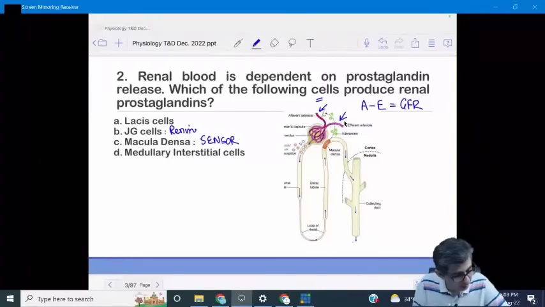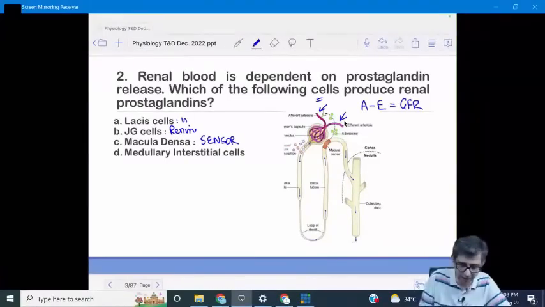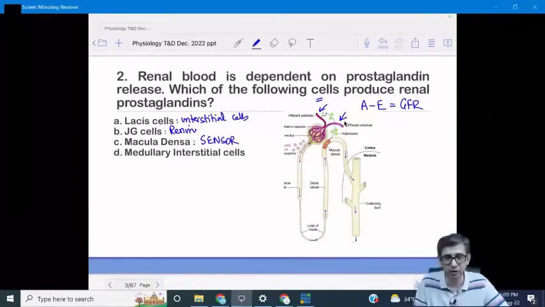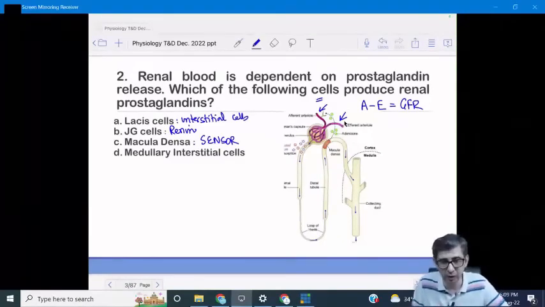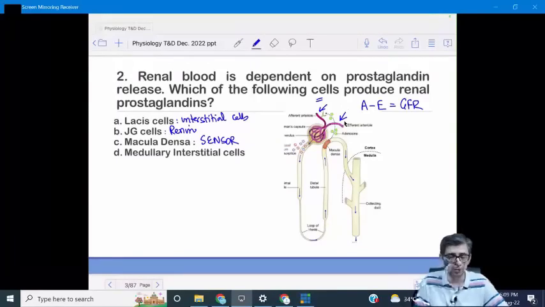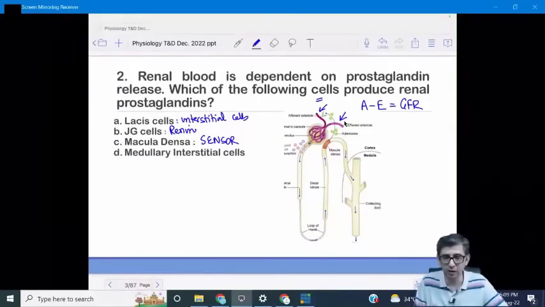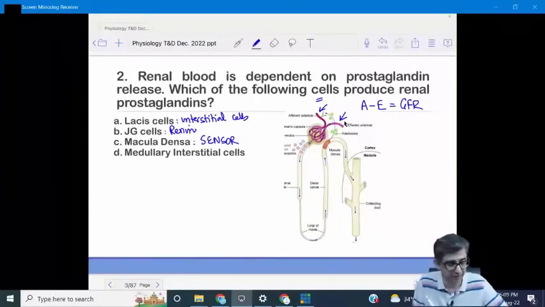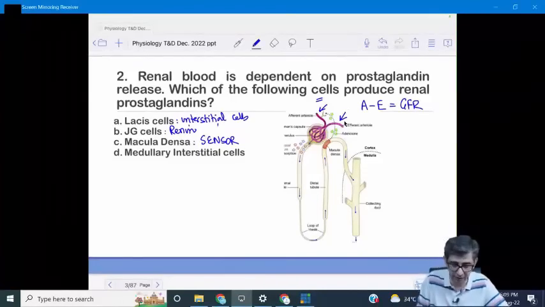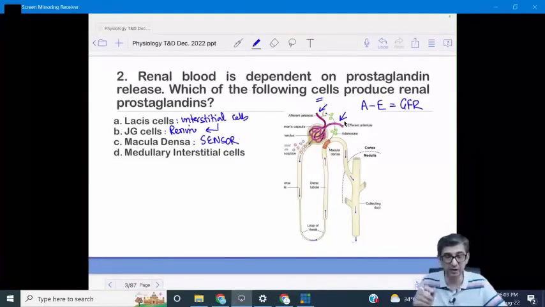Lacis cells are interstitial cells. But where are these interstitial cells located? These interstitial cells are located adjacent to the JG cells only. These are supporting cells of the area where you have the macula densa and the JG cells present. So lacis cells are also interstitial cells, but they are adjacent to the JG cell. They are providing structural support to this area.